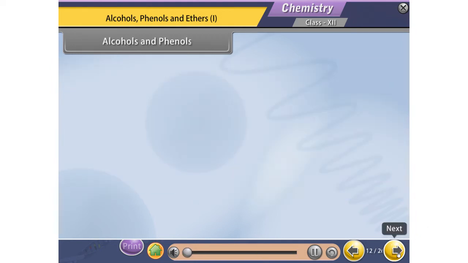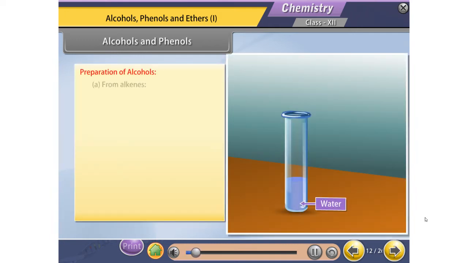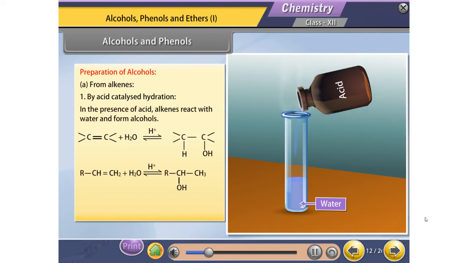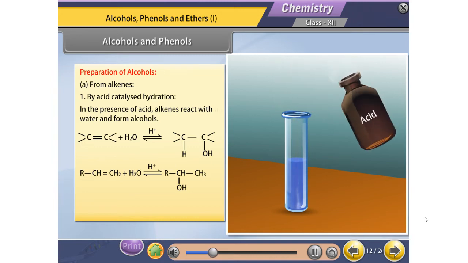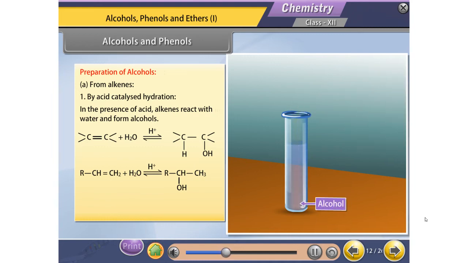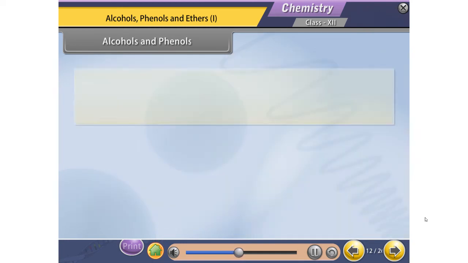Alcohols and phenols. Preparation of alcohols from alkenes by acid catalyzed hydration. In the presence of acid, alkenes react with water and form alcohols. Unsymmetrical alkenes follow Markovnikov's addition.